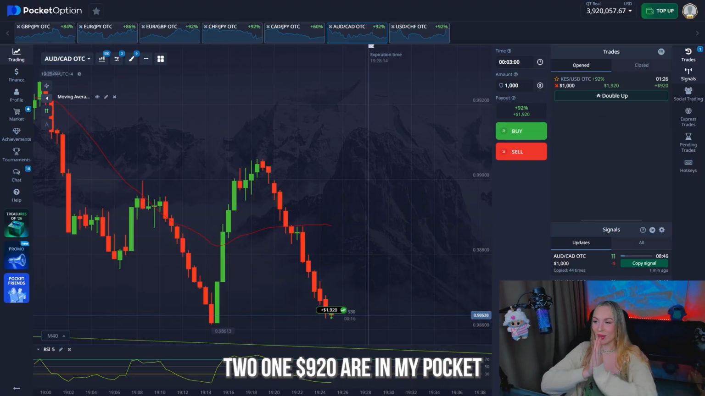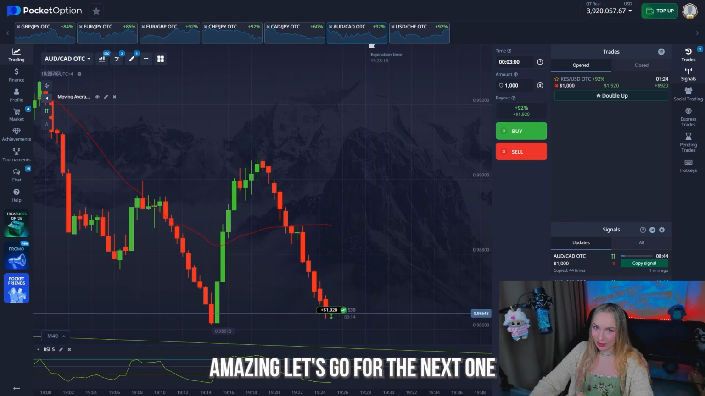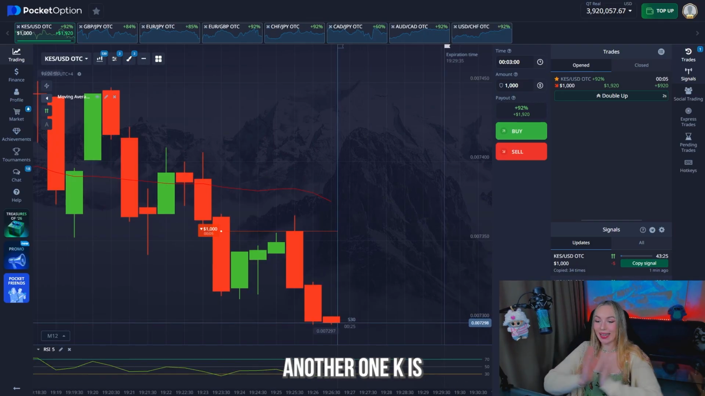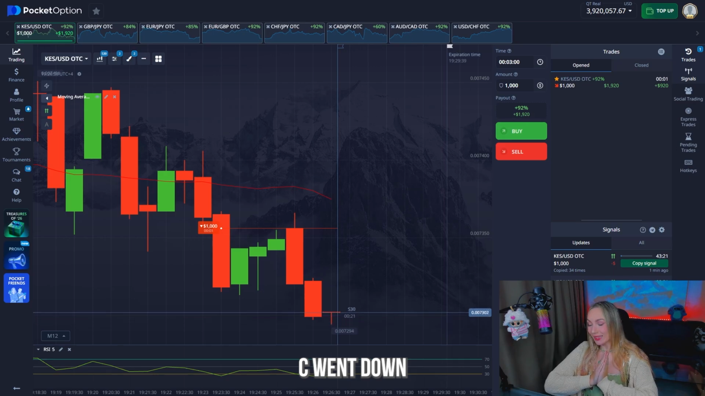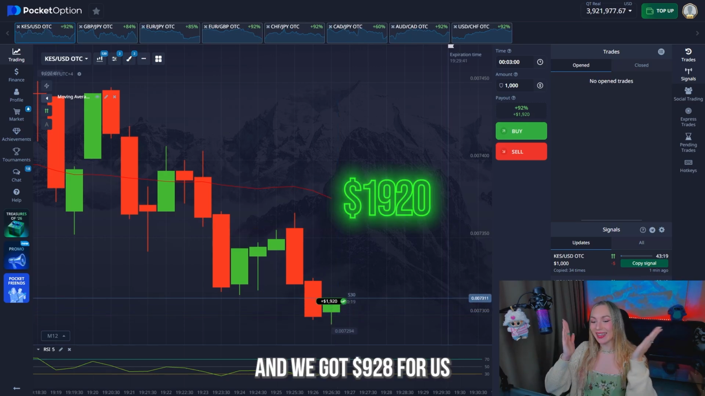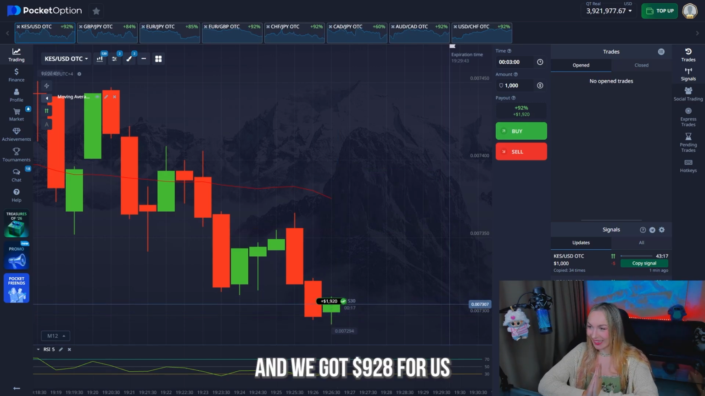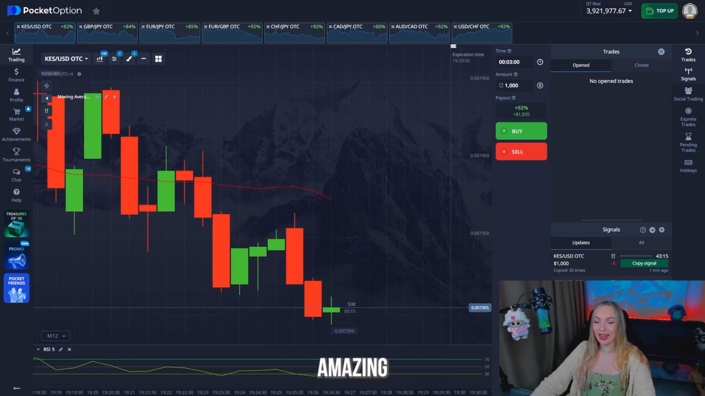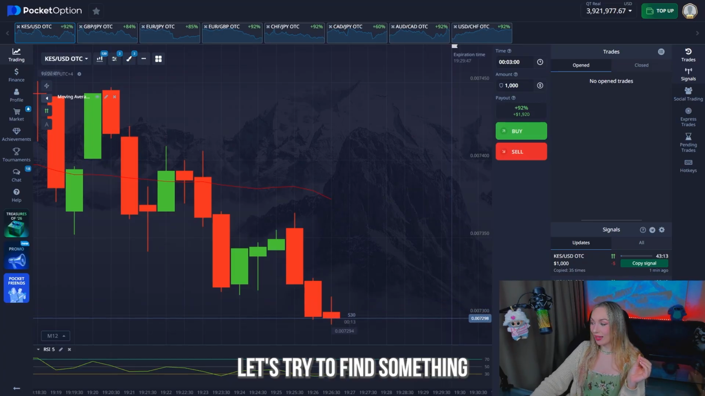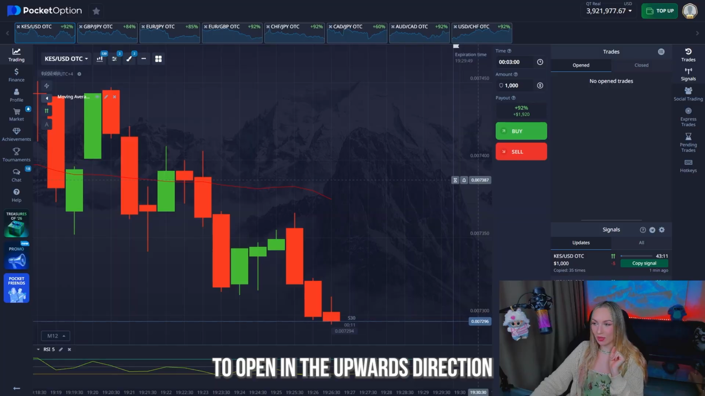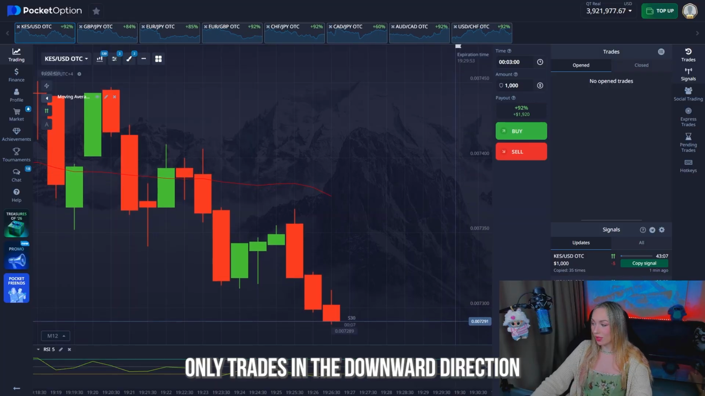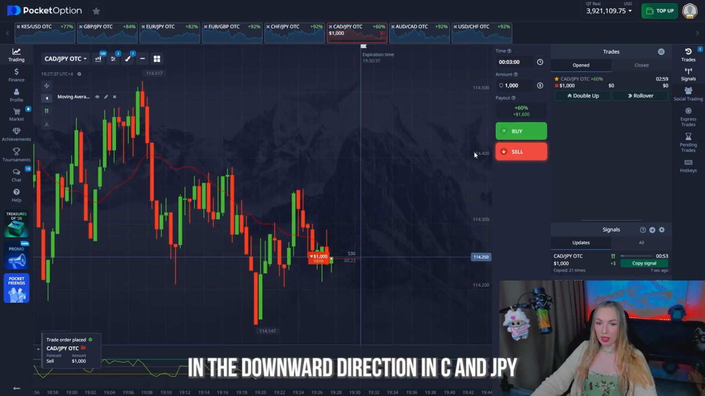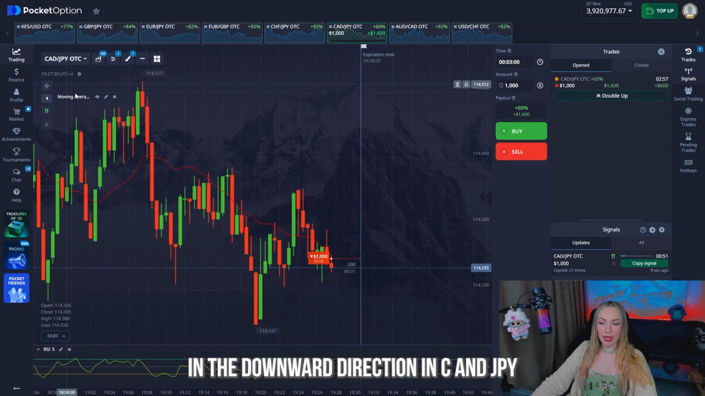$920 are in my pocket. Amazing. Let's go for the next one. Another one, KEC, went down. We got $920 profit. Amazing. Let's try to find something to open in the upward direction, because so far we opened only trades in the downward direction. 3 minutes in the downward direction in CAD JPY.